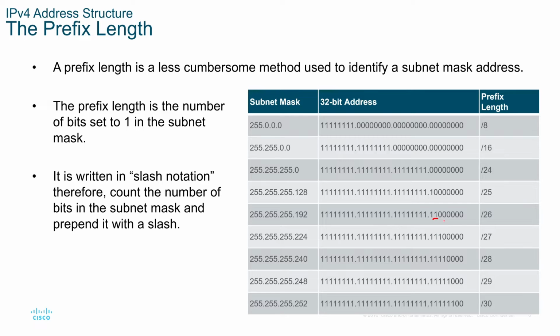If we convert these numbers to binary, we would see that we could have a 0, we could have a 128, a 192, a 224, a 240, a 248, and a 252. We may also have a 254 or a 255, but those cannot occur in the very last octet.